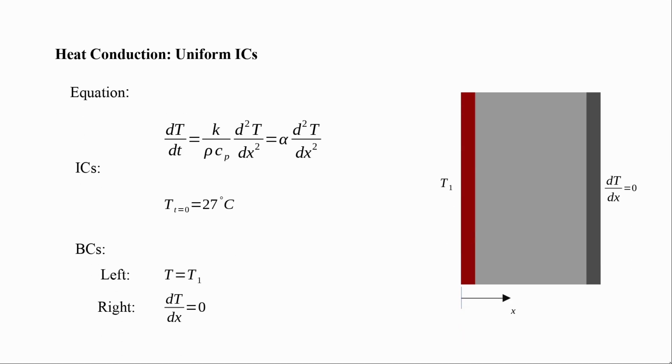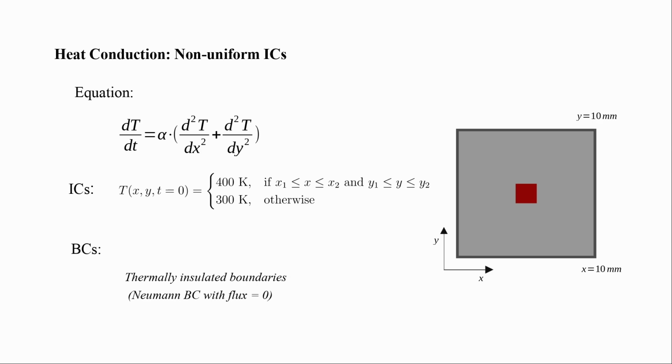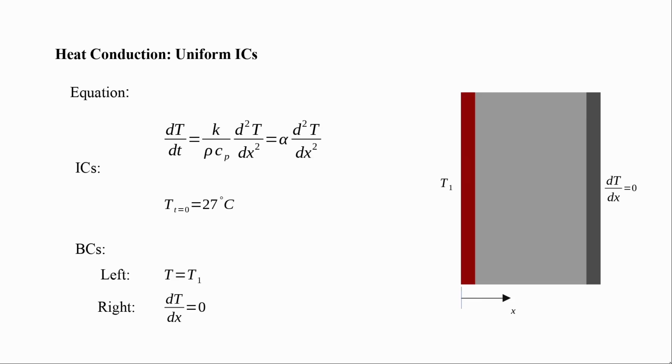The first problem is 1D heat conduction in a wall. The second one is 2D heat diffusion in a plate with a hot spot at the center. We start with the classic example, heat transfer by conduction in a solid wall. For simplicity, we will model this as a 1D problem, and for initial conditions, we set the temperature to be 27 degrees Celsius everywhere in the domain except the boundaries.